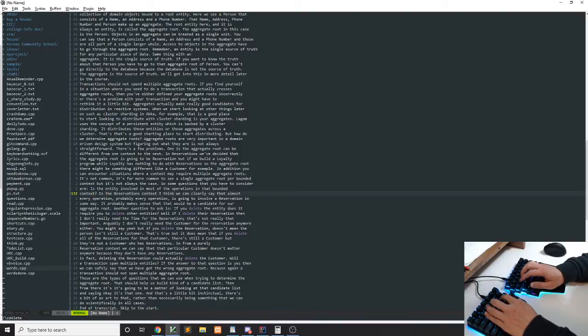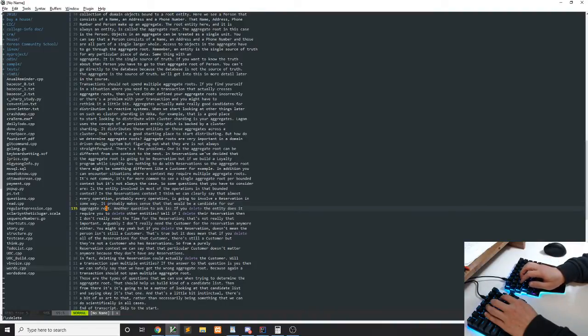In the reservation context, I think we can clearly say that almost every operation, probably every operation, is going to involve a reservation in some way. It probably makes sense that that would be a candidate for our aggregate root.